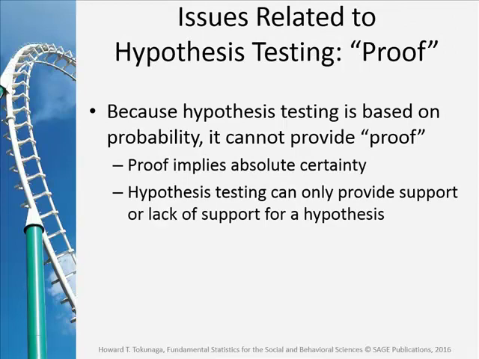Again, we have this problem because proof implies certainty, and nothing in this world is certain when you're dealing with human beings. And what we're doing is we're using our samples to either provide support or lack support for a hypothesis. Again, never use the word prove. You don't prove anything. You find it highly likely that a relationship exists. But you don't prove. Because when you say prove, you're saying that it must happen this way.